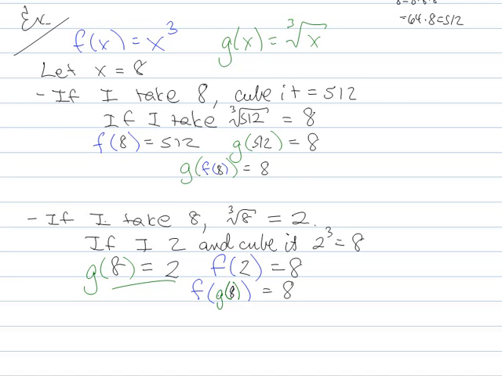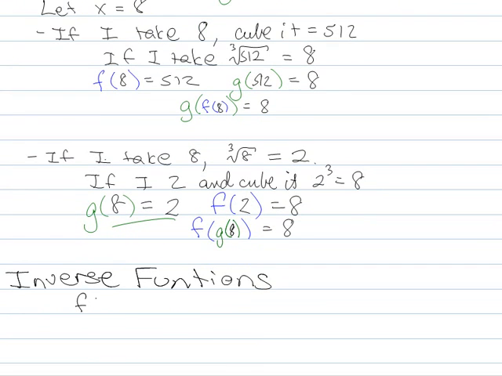So that's why this is kind of weird. These are inverse functions. The idea behind an inverse function is that if I take f of g of x, I'll get x. Or if I take g of f of x, then I'll get x too. So basically what that means is these two functions undo each other.